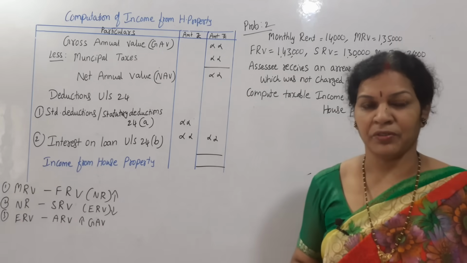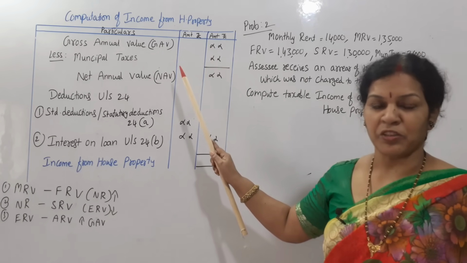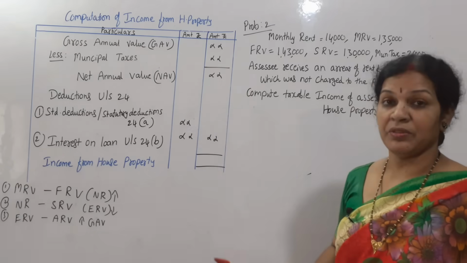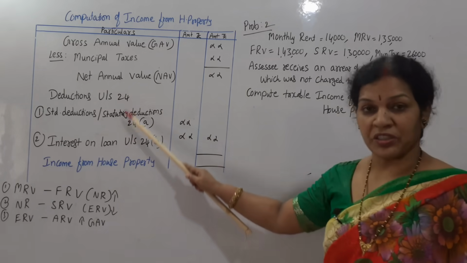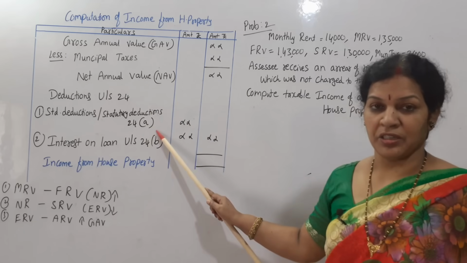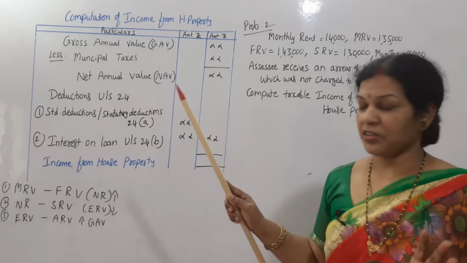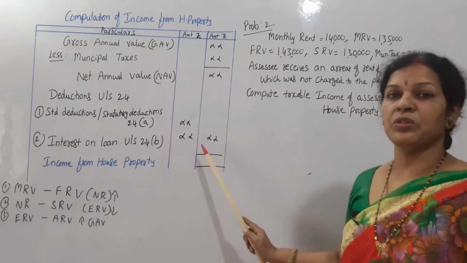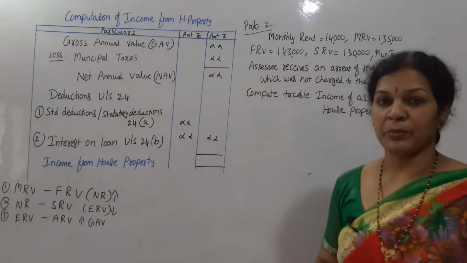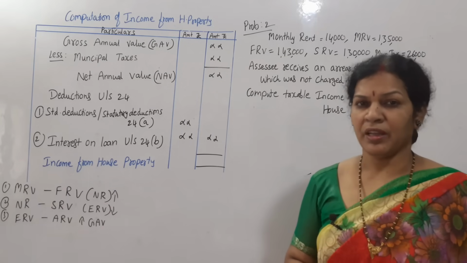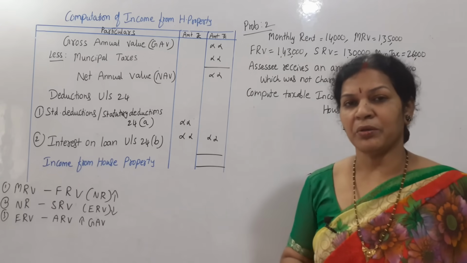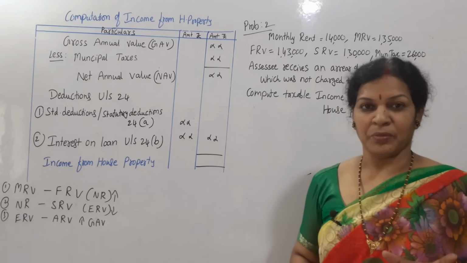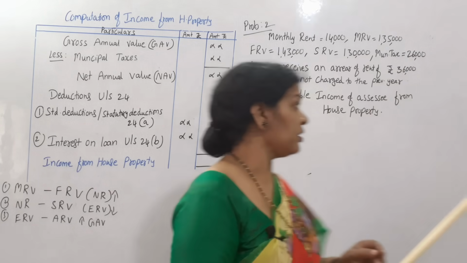Simple pro forma. First we take GAV minus municipal taxes. You will get net annual value, NAV. Out of that, two deductions. 24 subsection A is statutory or standard deduction. 24B is interest on loan. If these two are deducted, then you will get income from house property. Simple one. Am I clear? We will work out a problem. Then you will come to know exactly what this is. Okay. So the problem I have taken here.